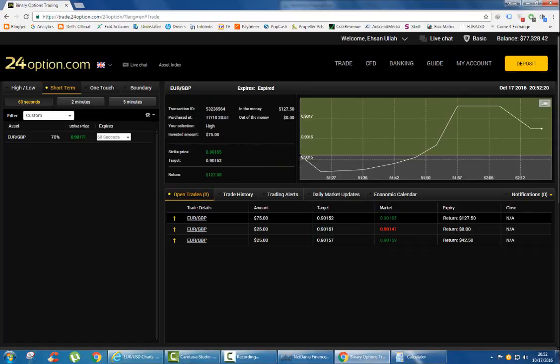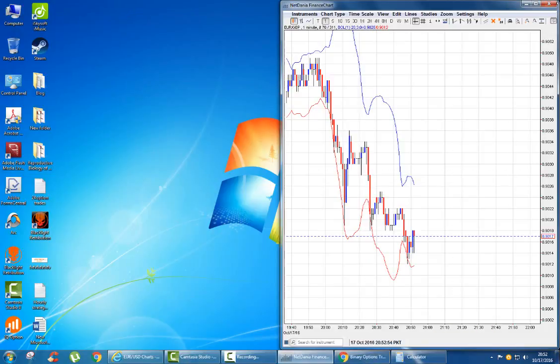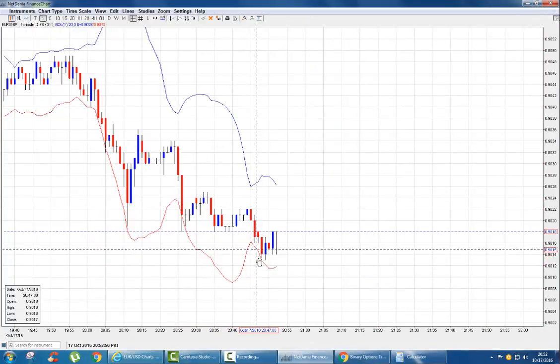Okay, so the return was $127, which means 25 plus 75 means $100, and they returned you $127, which means you made $27. You recovered your losses and you made $27. So in the previous 5 minutes we have made, I don't know, $40 to $50. That's pretty cool.